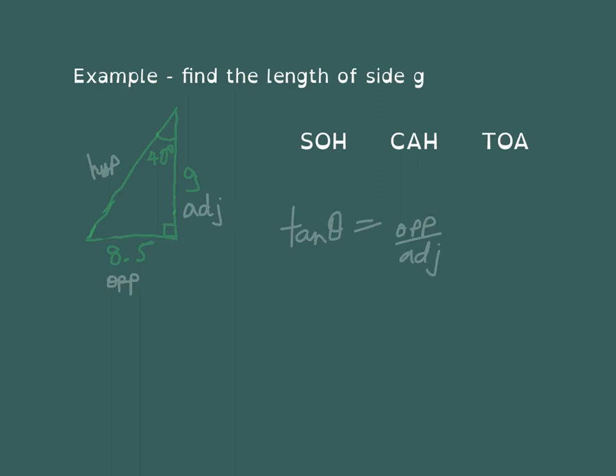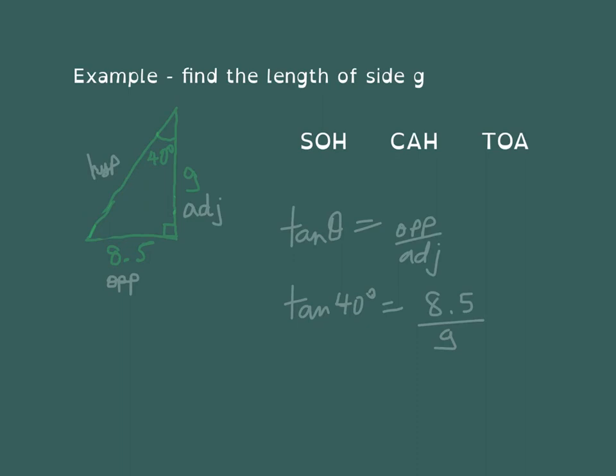Next step, let's fill it in. The tan of the angle, which is 40 degrees, is going to be equal to the opposite over the adjacent. Well, the opposite is 8.5. The adjacent, well, hey, that's G. That's our unknown, so I'll use a G there. Now, to get G by itself, think of it from an algebra perspective. As it stands, it's kind of tricky because G is on the denominator. So let's move it up to the numerator.